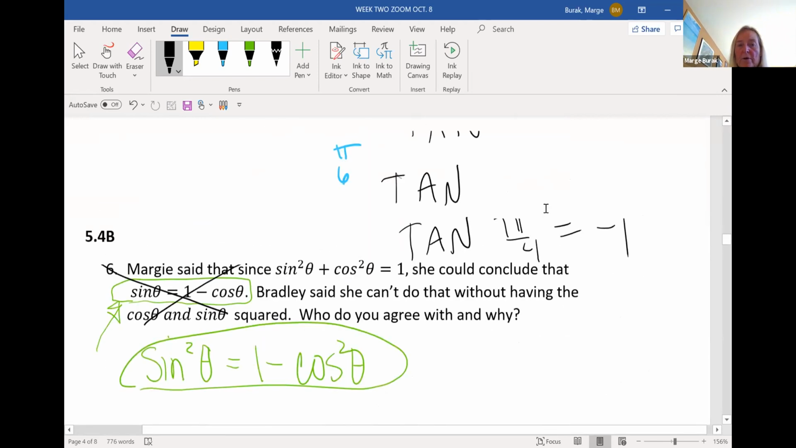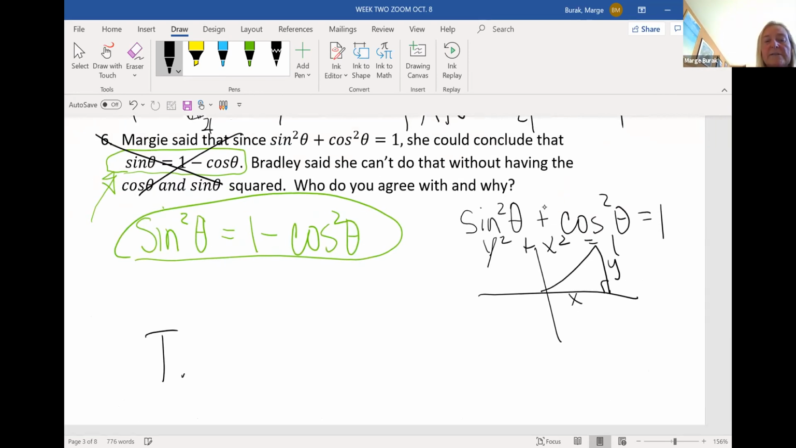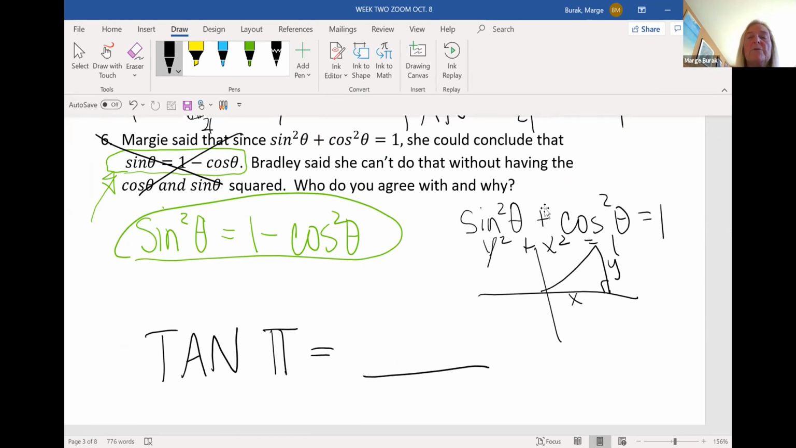Before we go there, I want to ask one more question. What is the tangent of pi? Use your unit circle and tell me what the tangent of pi is. I'm going to count to 3, and I want everybody to say something. Don't be shy. Okay, are you ready? 1, 2, 3.